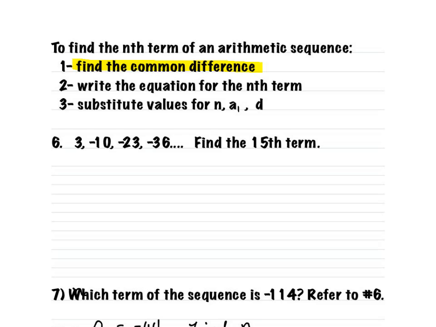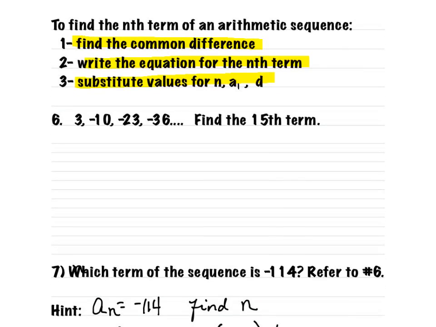Step number 2, write down the equation that I just gave you for the nth term. And step number 3, you're going to substitute values for n, a subscript 1, which is the first term, and d for the common difference. So take a moment to write that down. And then copy down question number 6. We're going to work on finding the 15th term of this sequence.